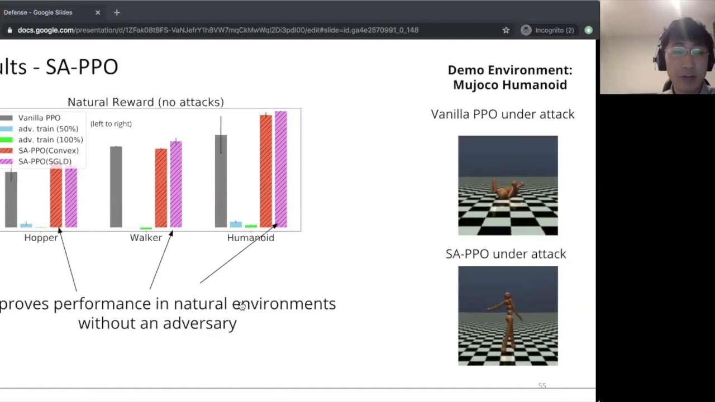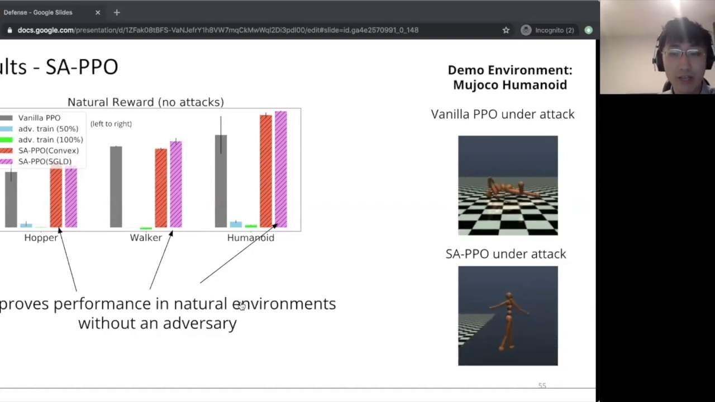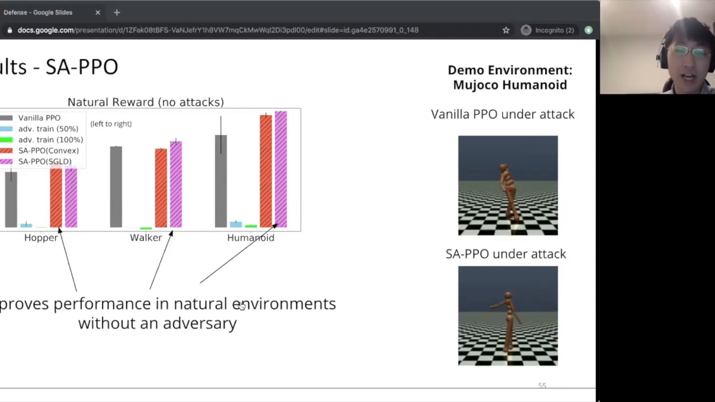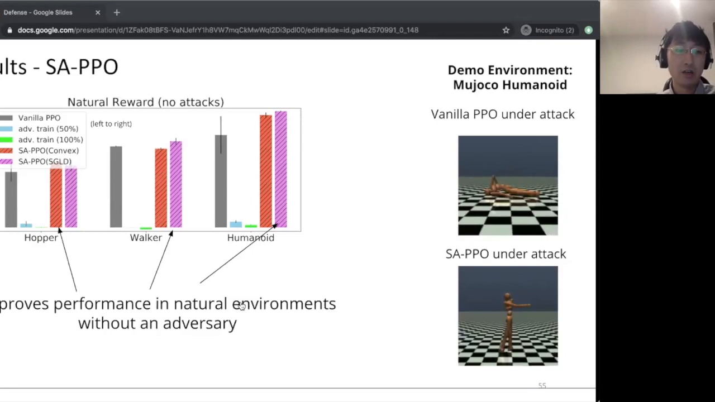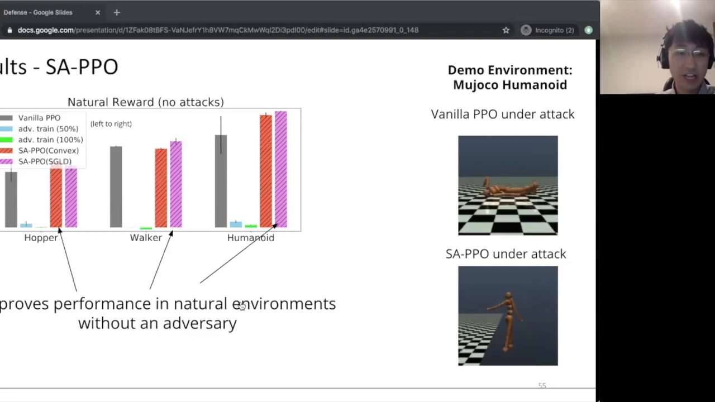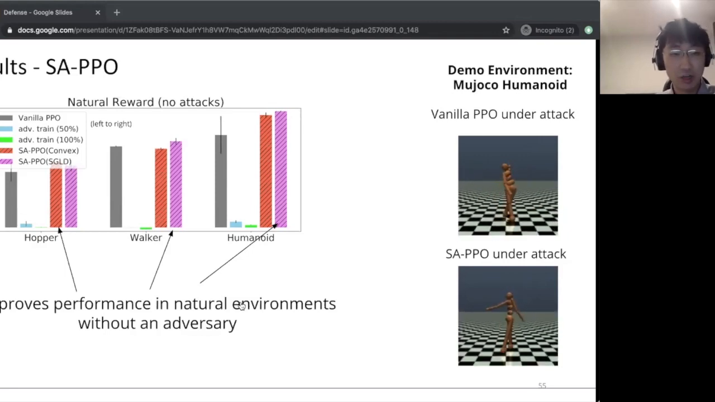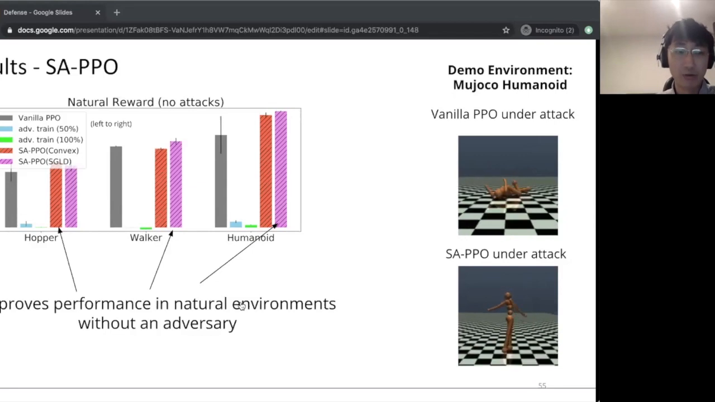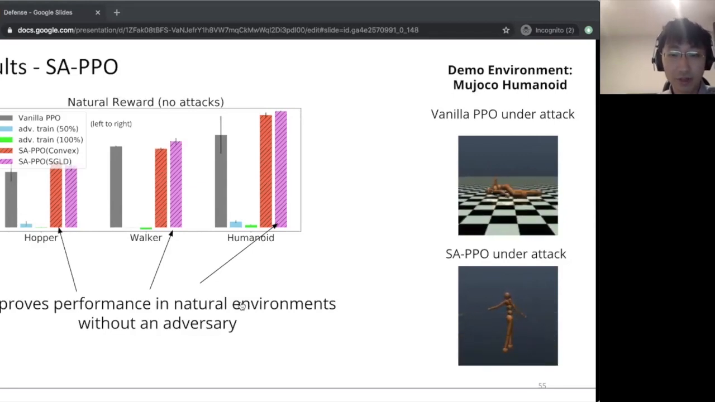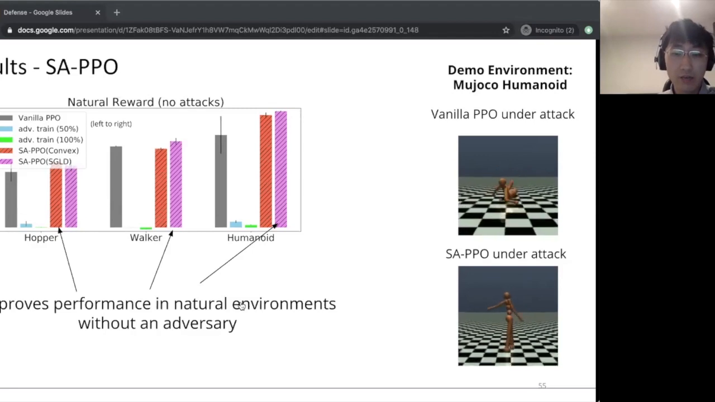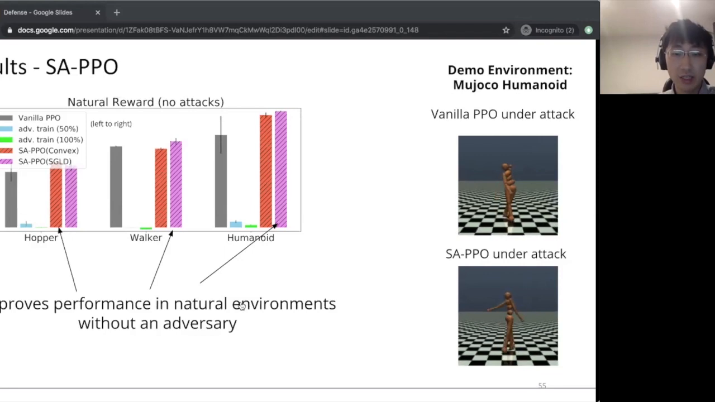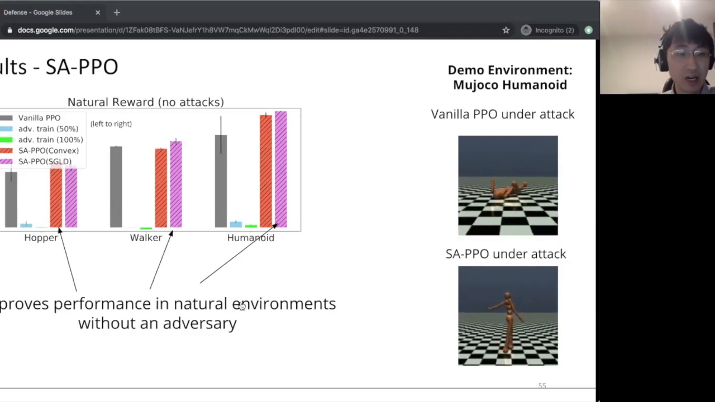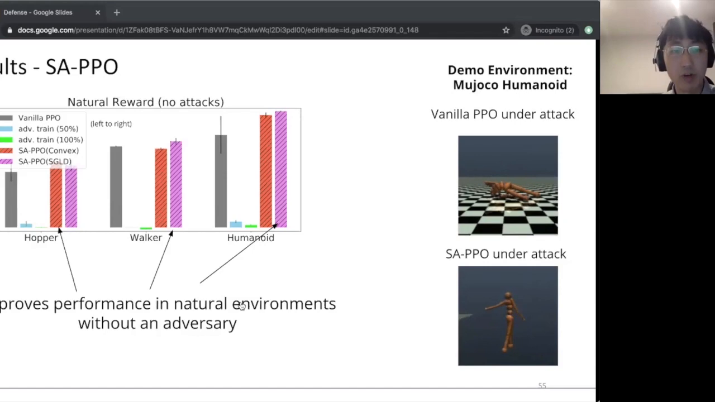For PPO agents, our robust regularizer can sometimes even improve the agent's performance in a natural environment. Basically, without any attack, with this kind of robust regularizer, your agent can actually achieve higher rewards than the natural PPO agents. Again, the gray bars are the vanilla PPO agents, and the 2 bars with hatches are SA-PPO agents.